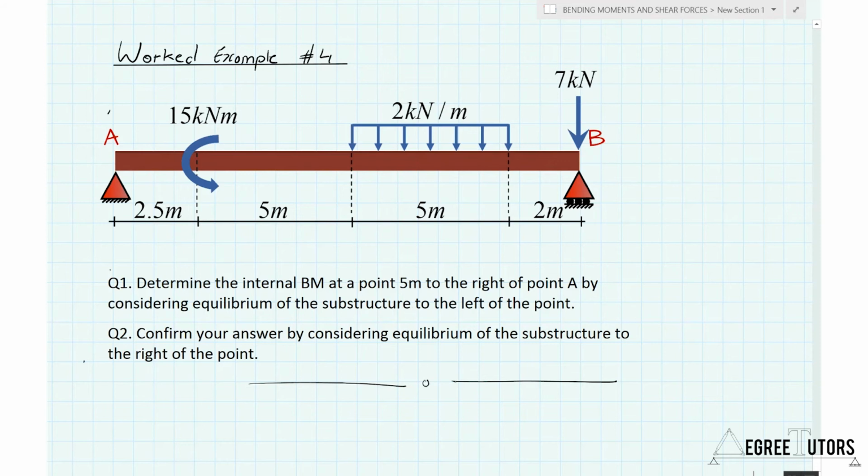Okay, so in any structural analysis question, it's always a good idea if you can confirm that you're right by double checking, by carrying out a different analysis. So that's what we're going to do here. We're going to check the substructure to the left, and then we're going to check the substructure to the right. And if the same bending moment is achieved in both analyses, we're pretty confident that we've got the right answer.